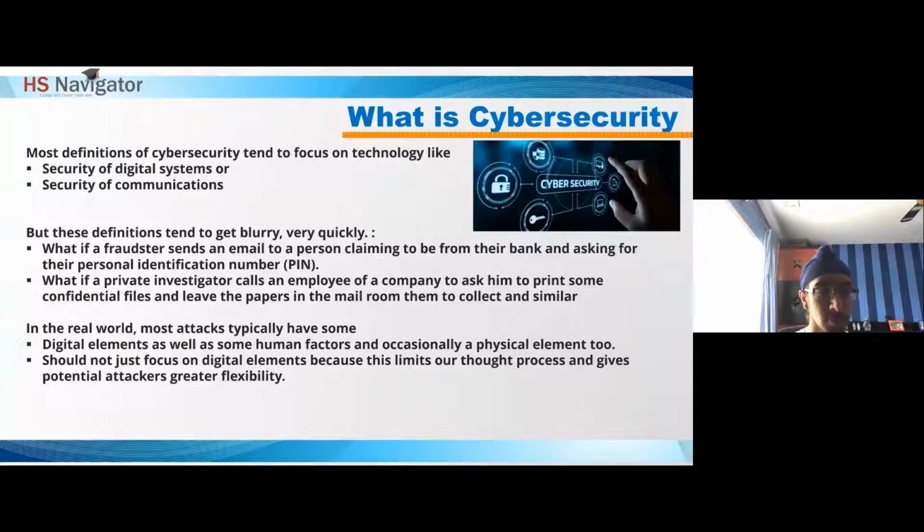So instead of just focusing on the digital elements, which limits our thought process and limits the number of attacks we can prevent against, we have to make sure that we focus on all elements of cybersecurity and all elements of information security so that potential attackers don't get as much flexibility as they normally would.